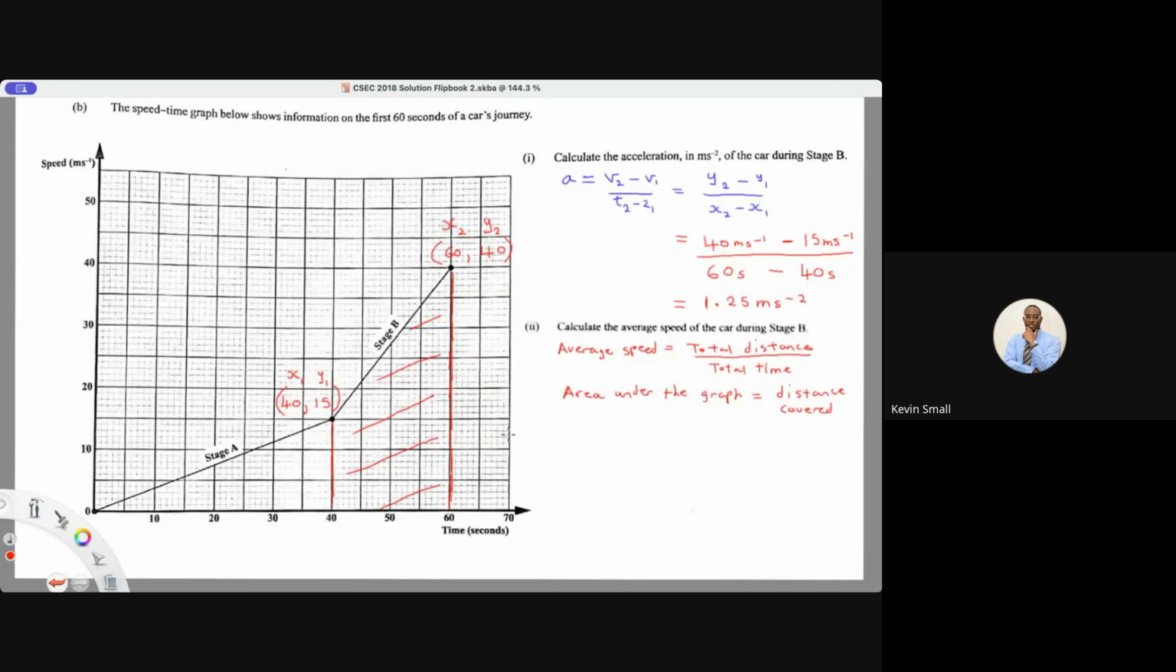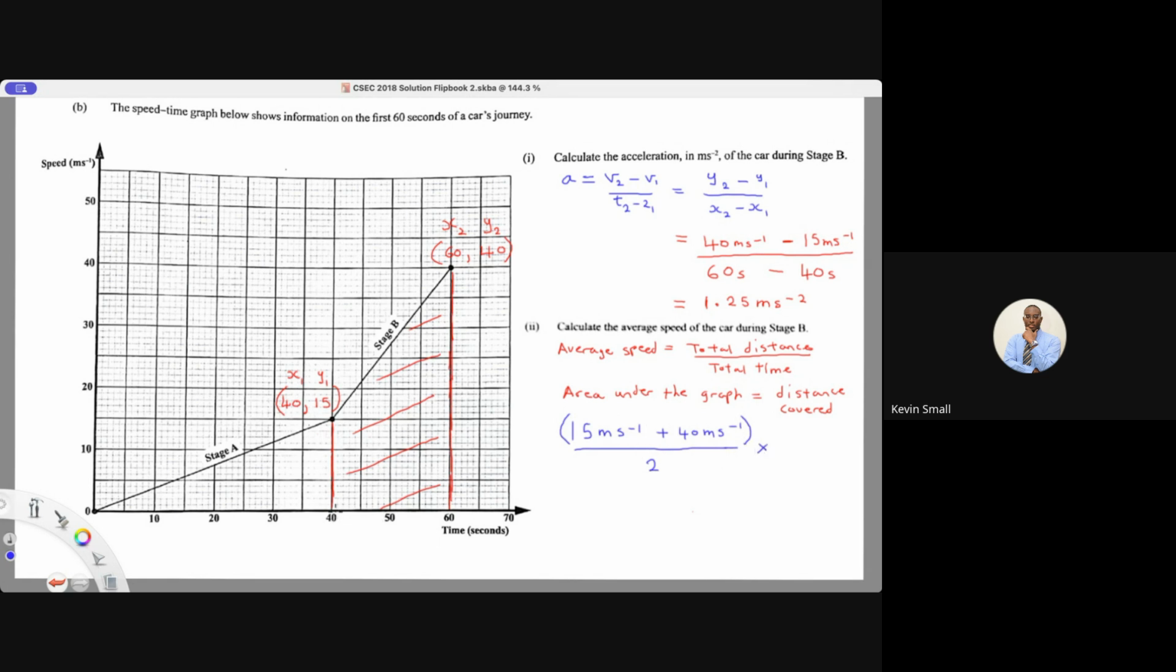So this trapezium here, the two parallel sides will be here and here. So I am going to say that the two parallel sides are, this distance here is 15 meters per second, and this distance up here is 40 meters per second. So I have the two parallel sides divided by 2 and then multiply by the perpendicular side.